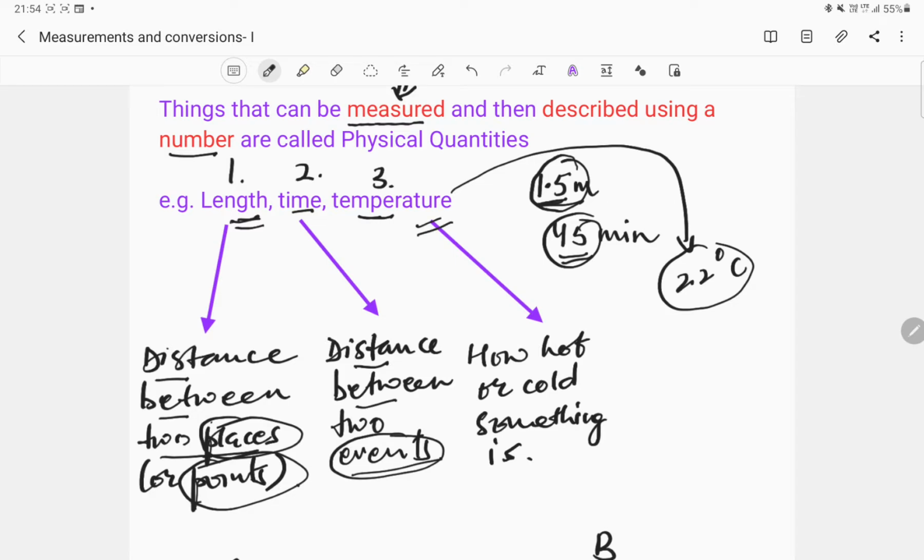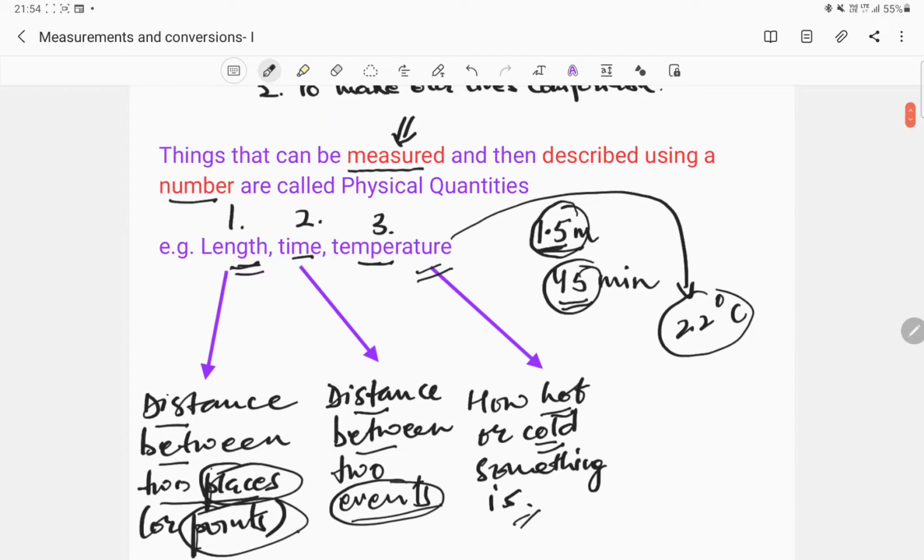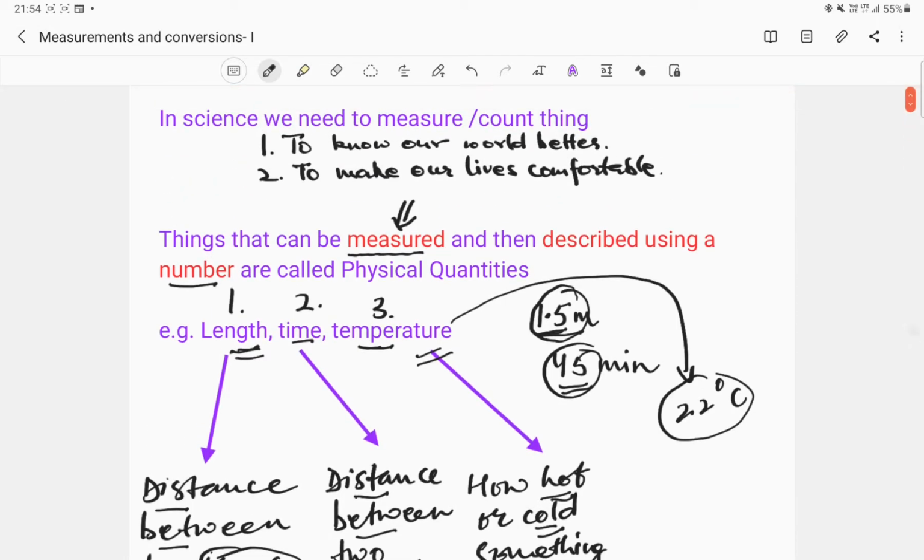Now, the third physical quantity that we did was temperature. And what is temperature? Temperature tells us how hot or how cold a thing is. So I hope you've understood what a physical quantity is, why we need to measure things, and I hope you've understood the 3 examples of physical quantities.